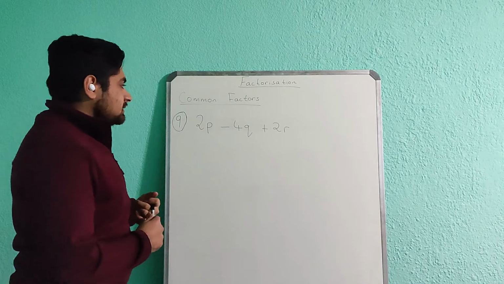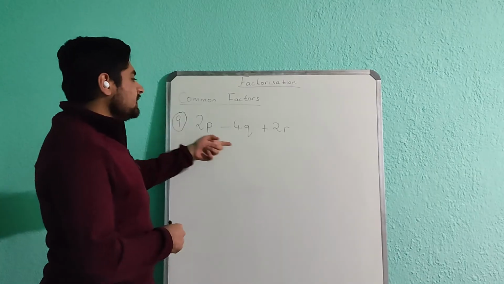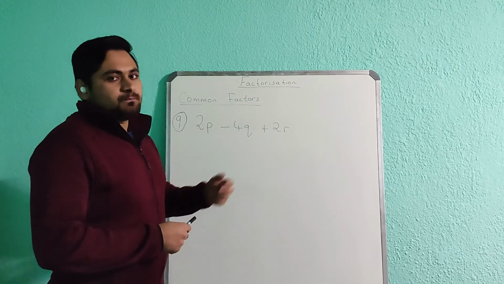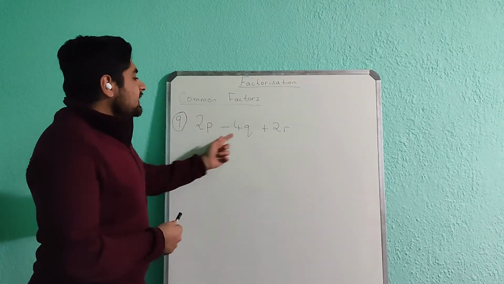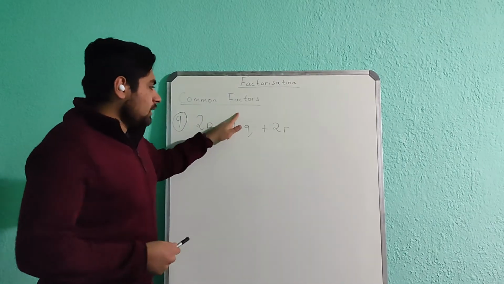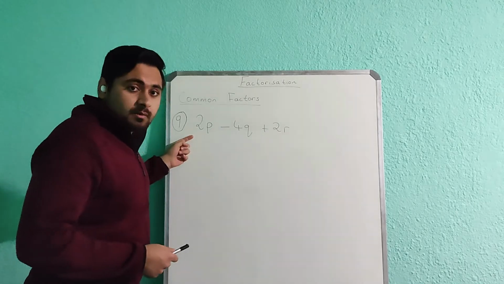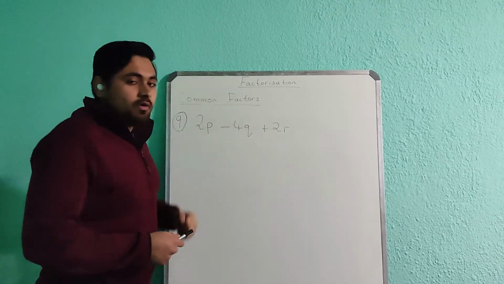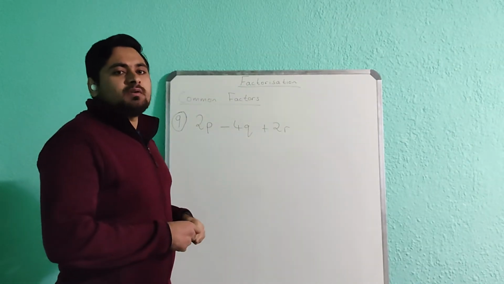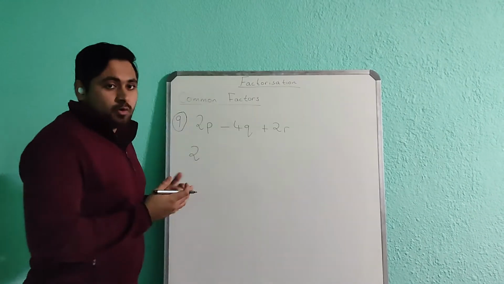Just by looking at it, we know none of the alphabets are a common factor, right? Because we got a p, q, r. So none of them are common. But in terms of a number, we got two 2's and one 4. So we know 2 can go into 2, not a problem. But can 2 go into 4? Yes, 2 times. So our common factor here is 2. Therefore we pull out 2, but no other alphabet.